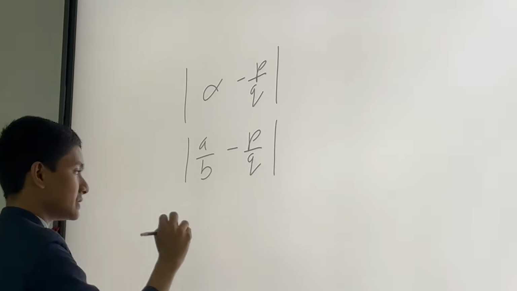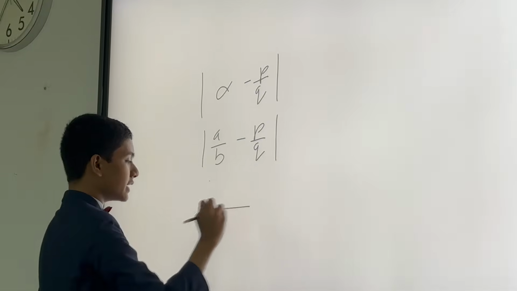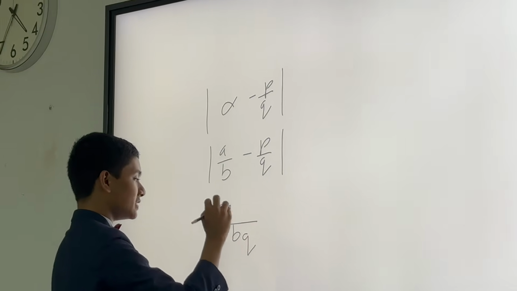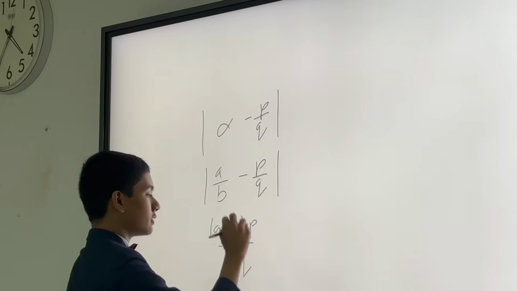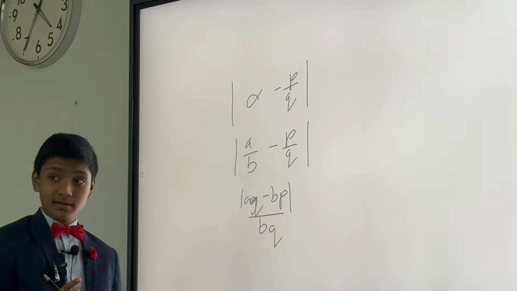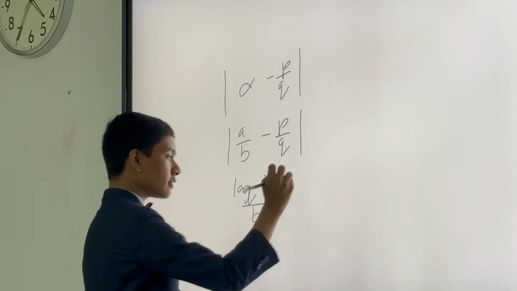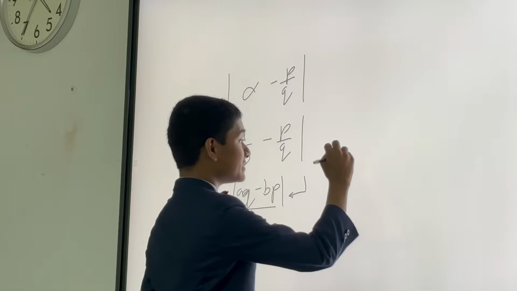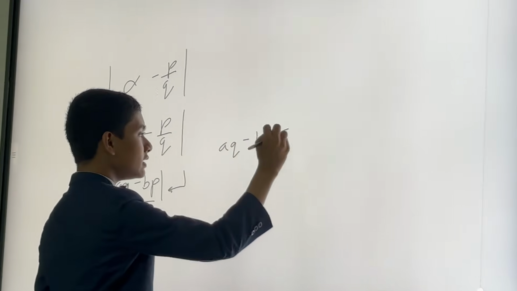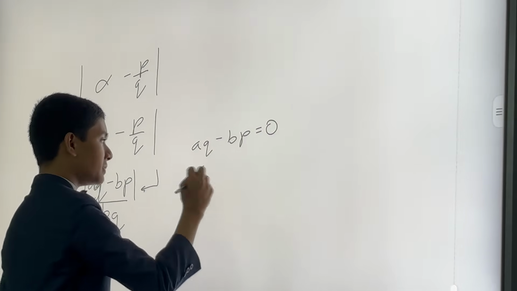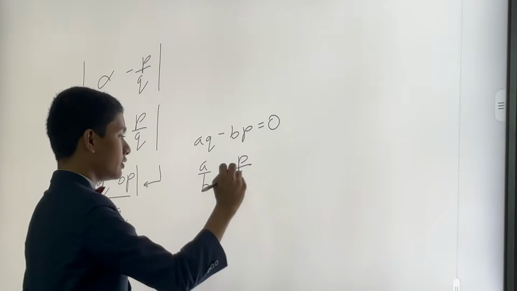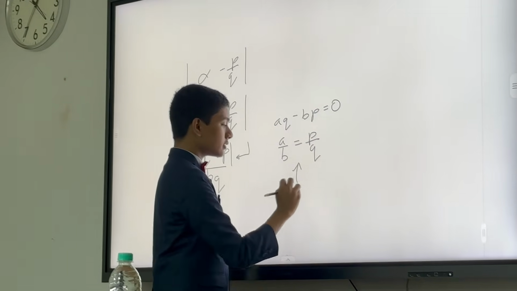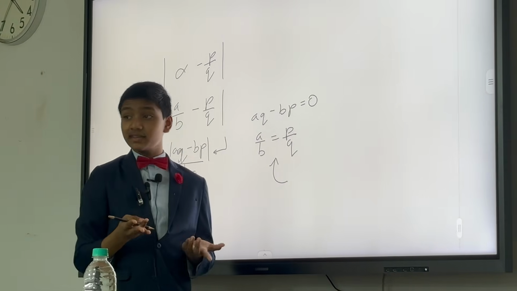And of course, by making a simple common denominator, you can just make this aq minus bp. Now, what you know here is that aq minus bp is only equal to 0 if a over b is equal to p over q. And this inequality is false infinitely many times.